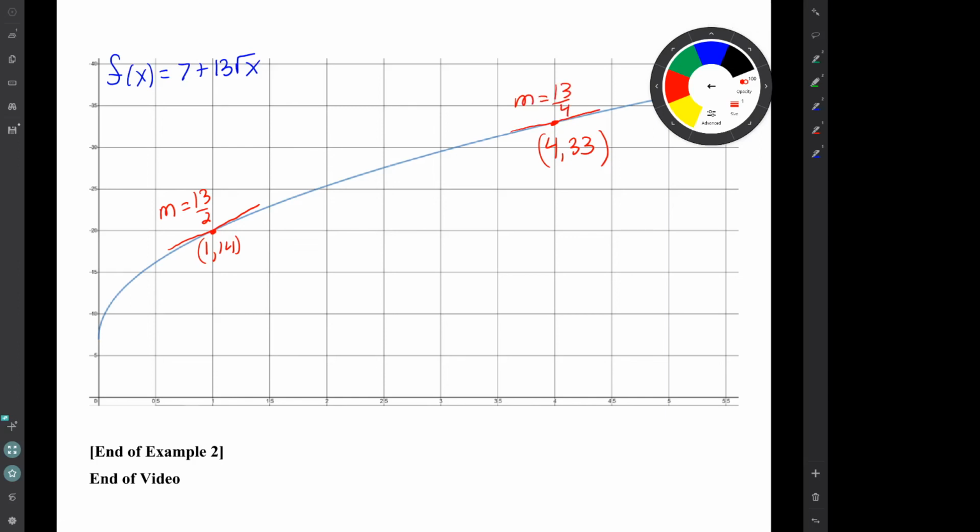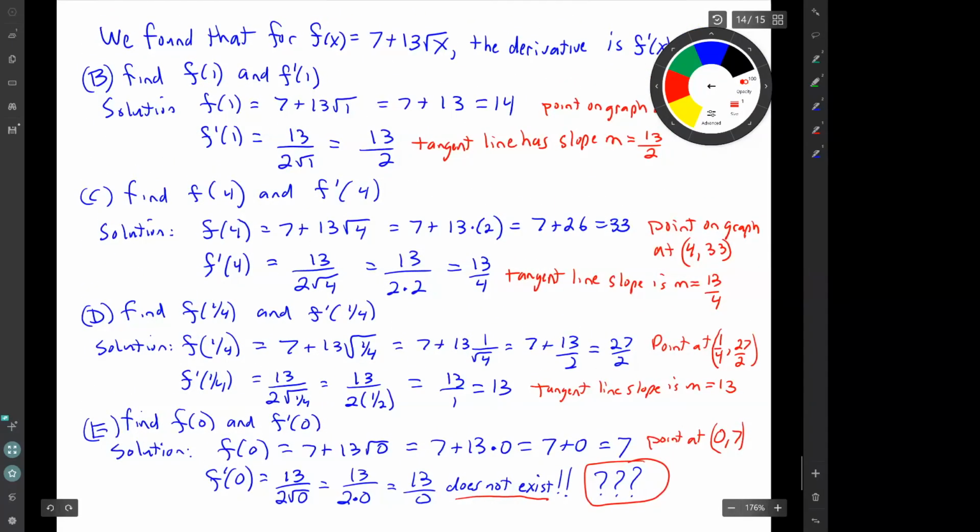Okay, let's go back up and look at our results from part D. In part D, we determined that f of 1/4 was this number 27 halves. That told us about a point on the graph at (1/4, 27 halves). We found that f prime of 1/4 is 13. That told us that the tangent line slope there was the number m equals 13. So let's go down and add that information to the graph.